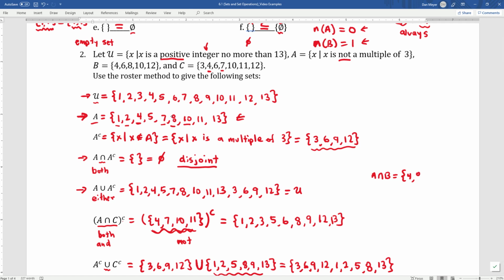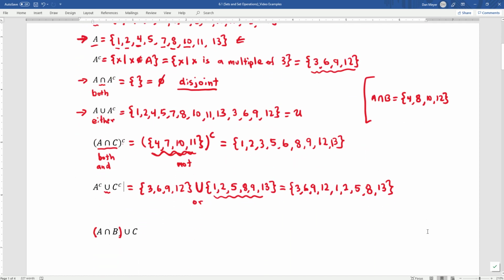8 is in both sets, so it will be in the intersection. 10 and 12 are also in both sets. So there is A intersect B. All right, so we've done that work. Let's go ahead and write down the work that we've done so far: 4, 8, 10, 12. We're taking the union of that set with set C.